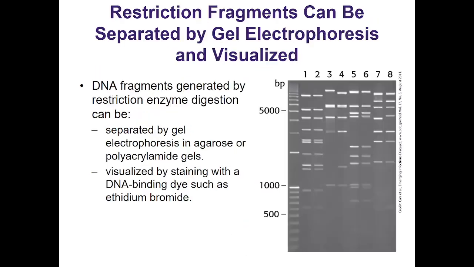Okay, fantastic. Okay, so the restriction fragments can be separated by gel electrophoresis and then visualized. And we actually talked about gel electrophoresis in chapter 4, right? So now we're coming back, okay? And we're looking at it from a different perspective. So the DNA fragments will be generated by restriction enzyme digestion. These can then be separated by gel electrophoresis. We can do that in agarose or polyacrylamide gels. They can be visualized then by staining with DNA binding dyes.